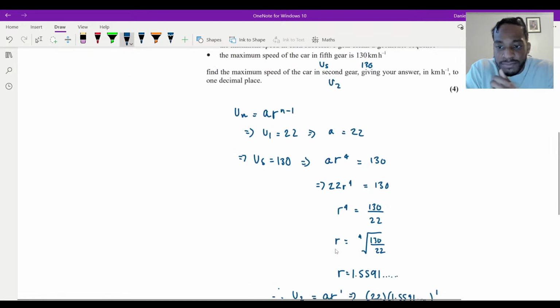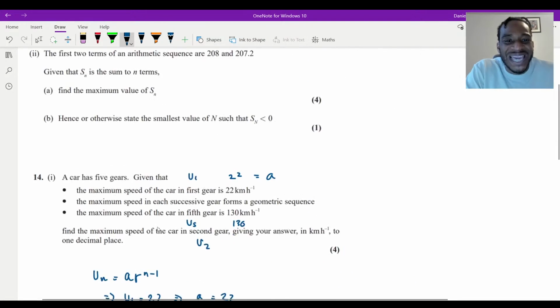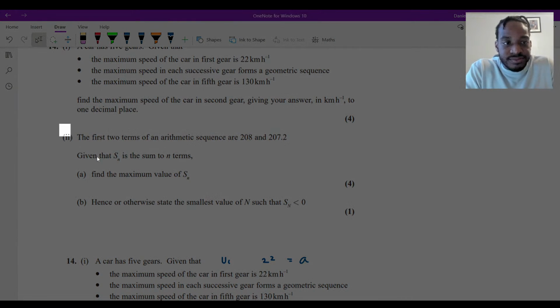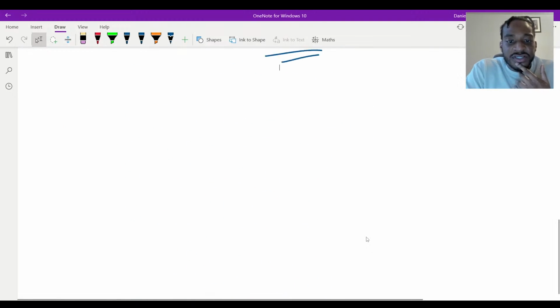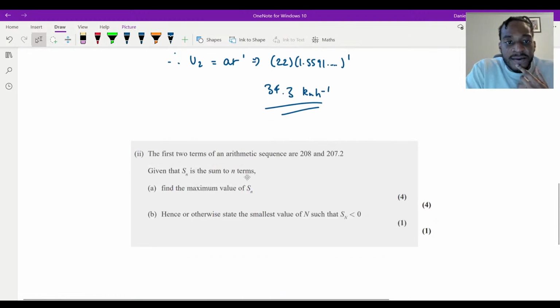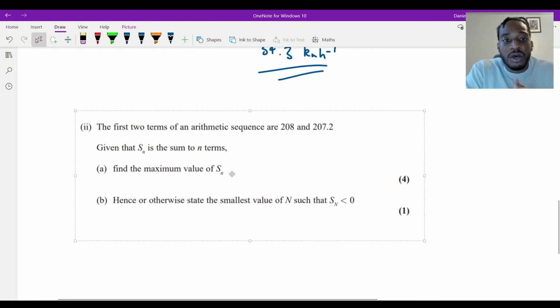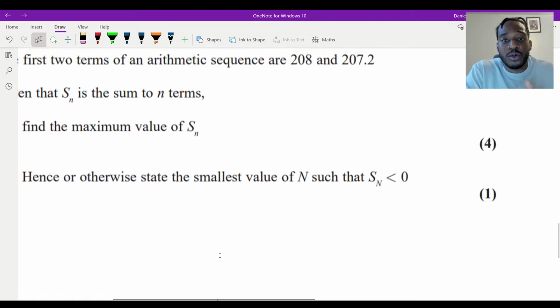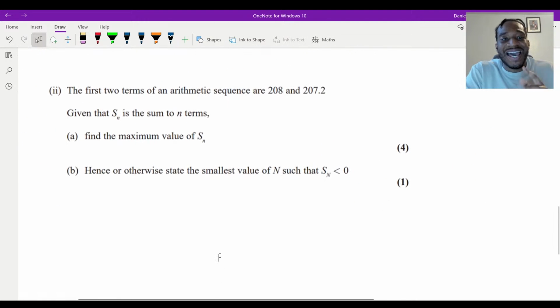Let us continue. Now, part B. Let's have a look at this one. So this one says the first two terms of an arithmetic sequence are 208 and 207.2. Given that Sn is the sum to n terms, find the maximum value of Sn.